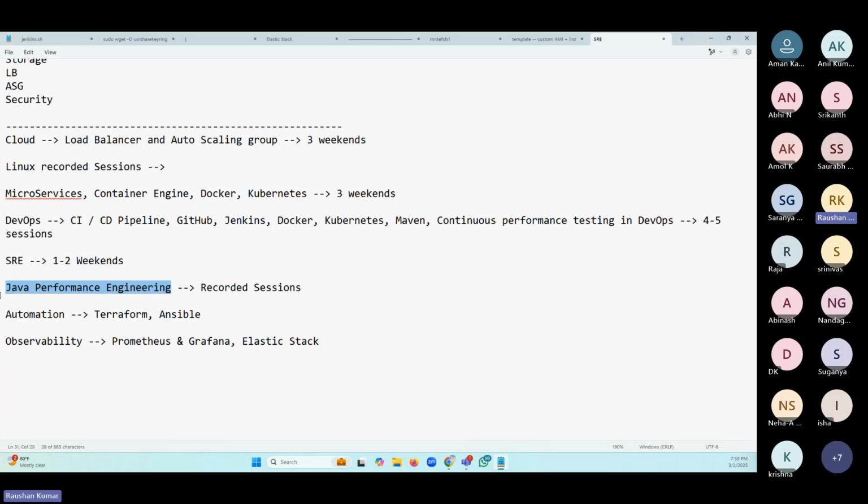Heap is one of them, stack, right? A lot of other memory things we have. How Java programs manage memory. We'll talk about various GC algorithms.